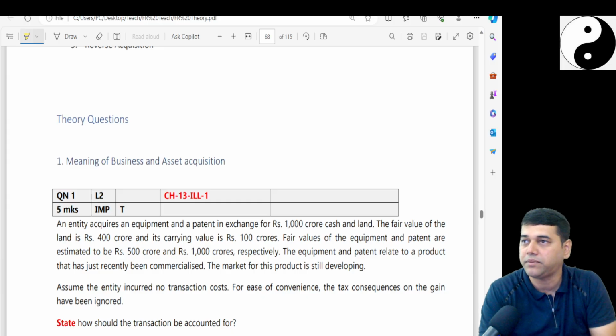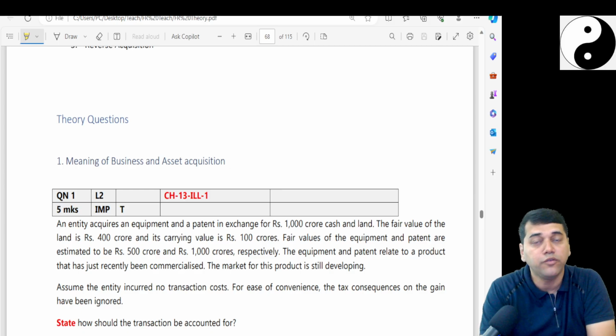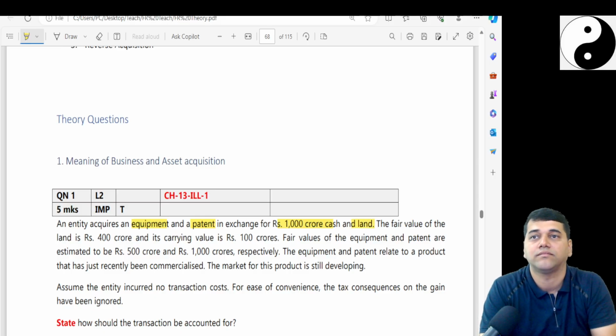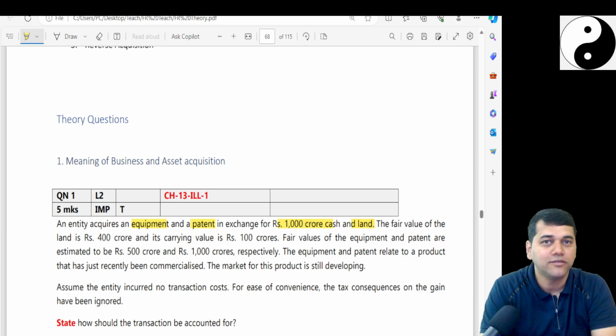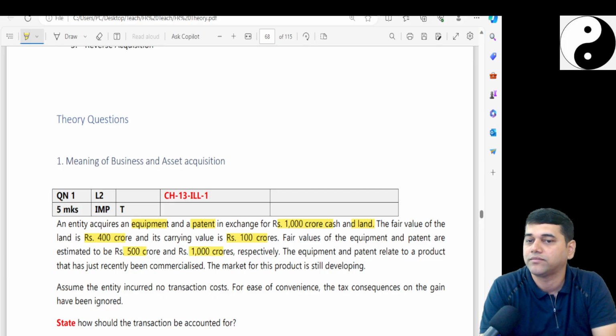Let us see one example. These questions may come. Okay, only 2 questions I have taken. And this is a new edition. Previously it was not there. An entity acquires an equipment and a patent in exchange of 1,000 crore cash and land. Okay, understood? The fair value of the land is 400 crore and the carrying amount is 100 crore. Fair value of the equipment and patent estimated to be 500 crore and 1000 crore.